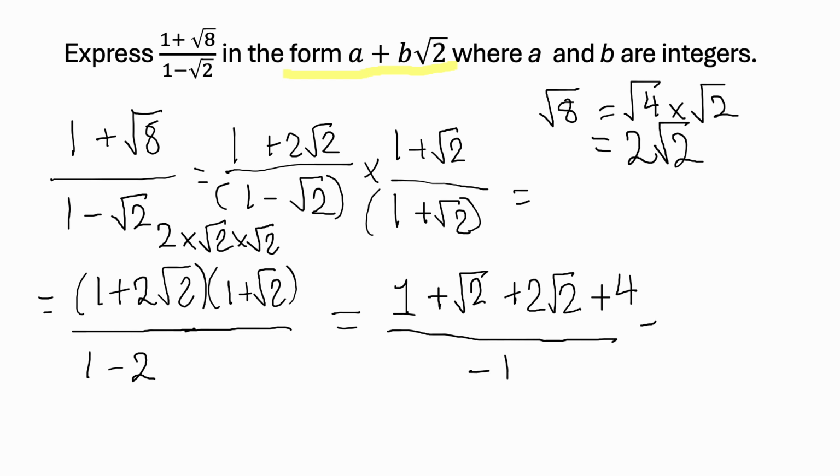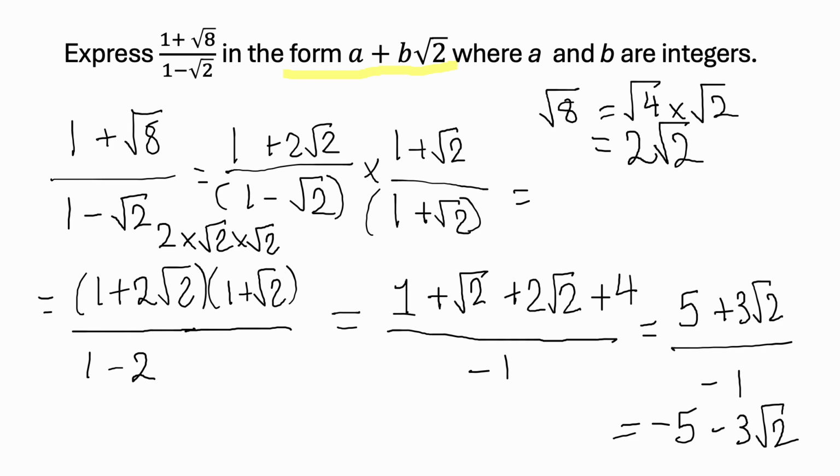Okay, so let's simplify this. So 1 plus 4 is 5. Root 2 add 2 root 2 is 3 root 2. And it's going to be over minus 1. When we divide by minus 1, the signs will change. So this will be minus 5 minus 3 root 2. And that is it.